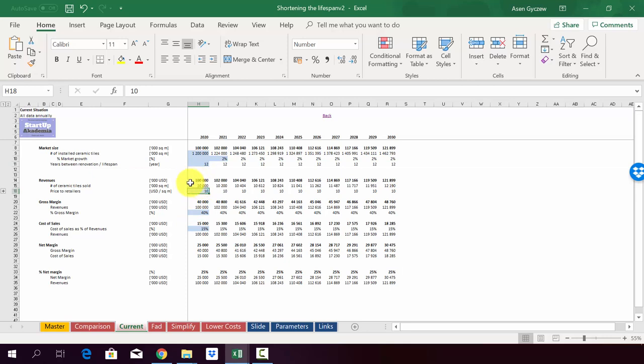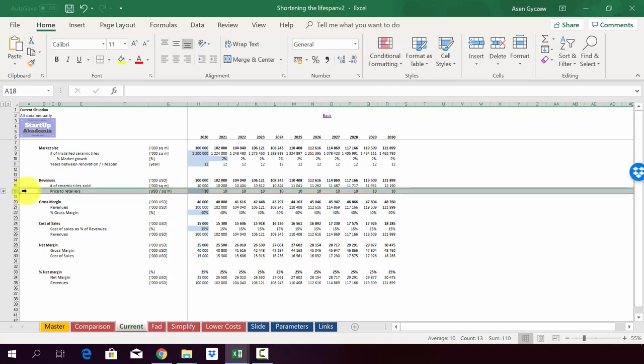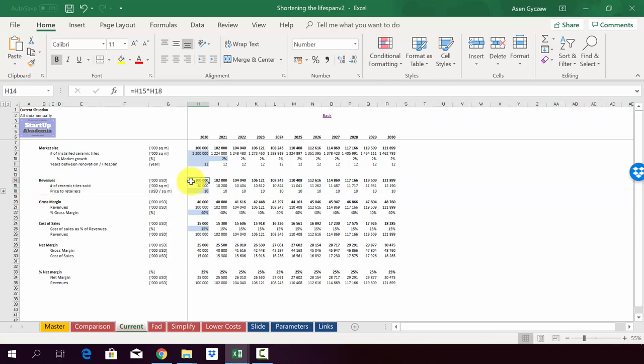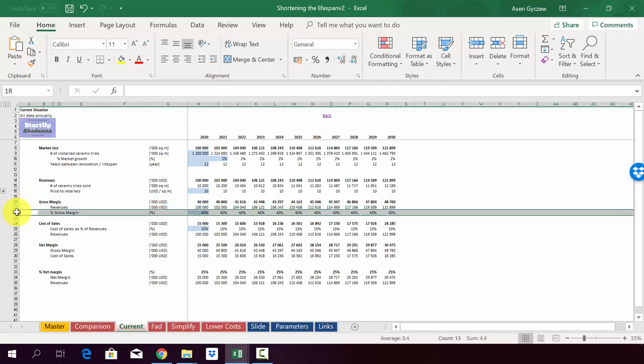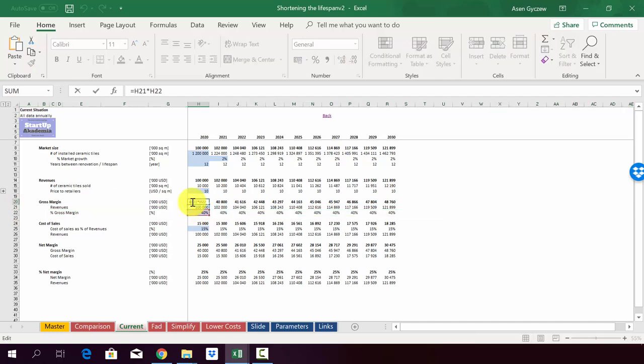Our revenue is the number of ceramic tiles multiplied by the price. The price is $10 per square meter. So in the first year we have revenues of 100 million, and they grow to 122 million dollars. The gross margin we calculate in a very simple manner. We look at the revenues and assume a gross margin of 40%. In this way, we get 40 million the first year and 49 million in 2030.